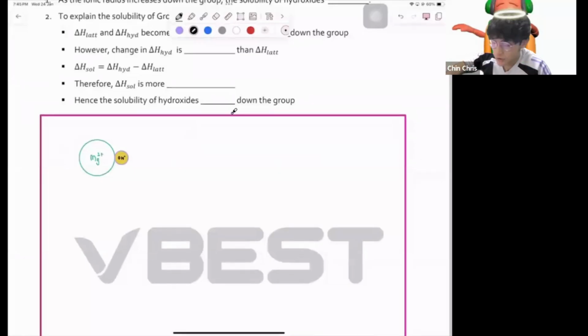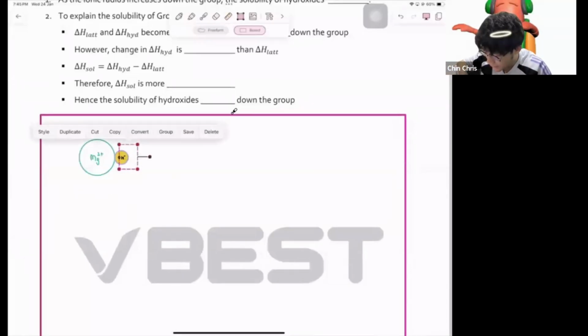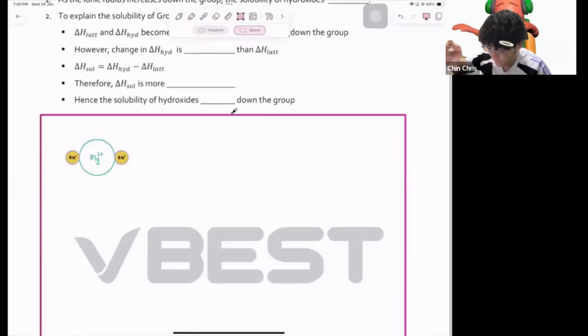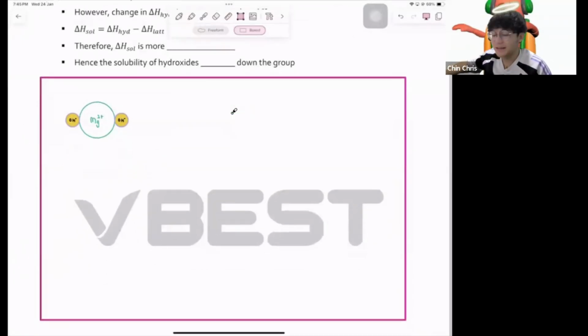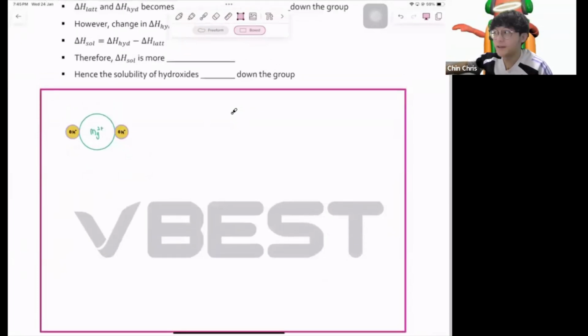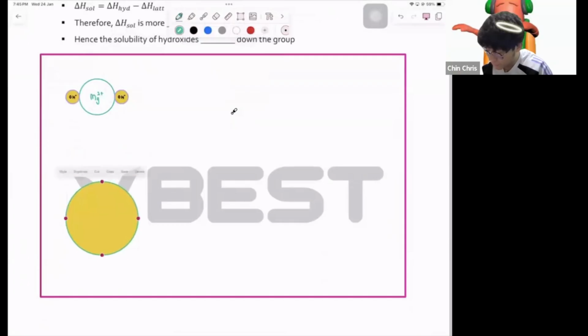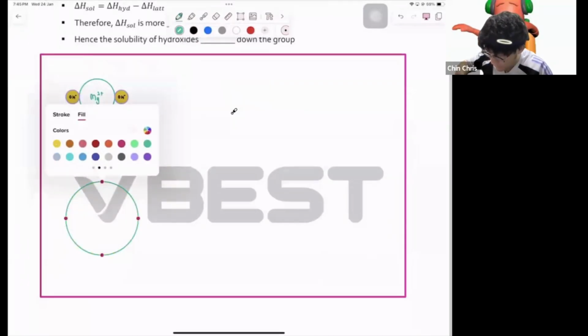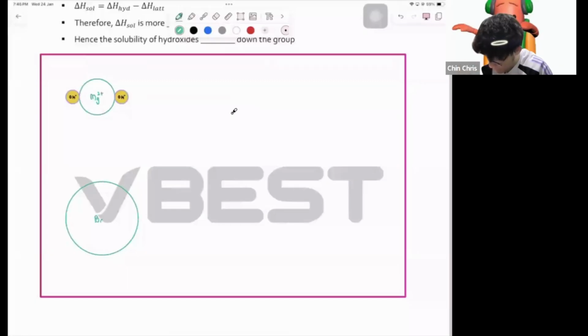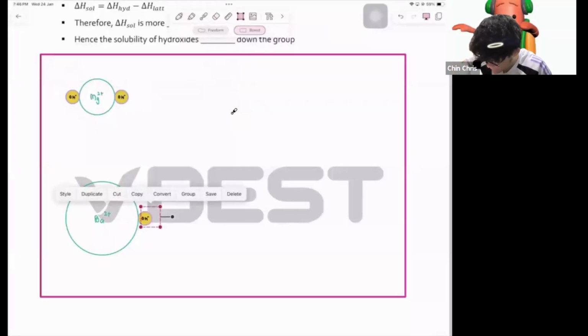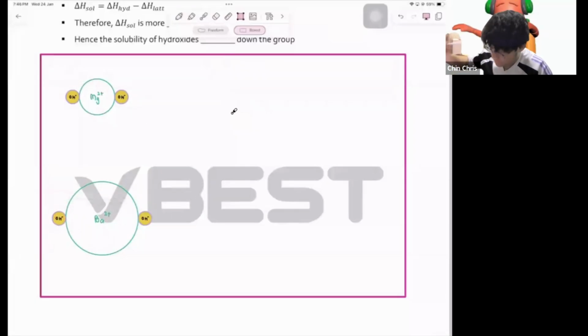So guys, that's your hydroxide. You have a cute little hydroxide here. Then this is magnesium hydroxide, Mg(OH)2. What about barium hydroxide? For barium hydroxide, again, the hydroxide is not changing, but barium is bigger now. Understand?